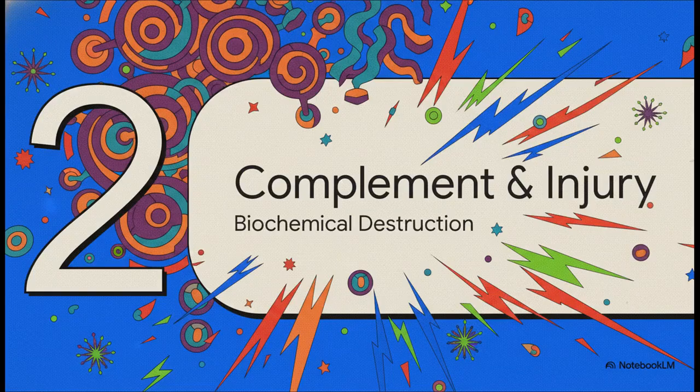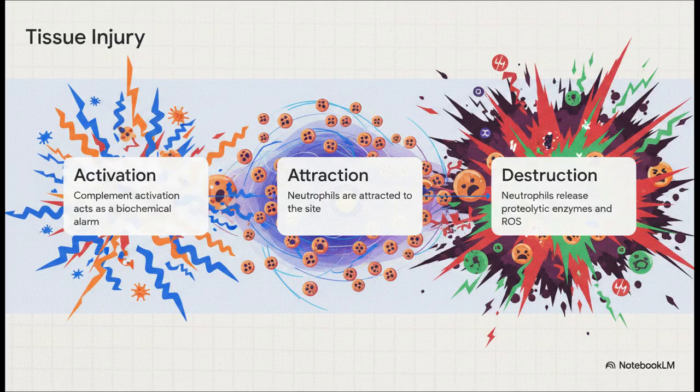Moving on to section 2, complement and tissue injury. Once those complexes are trapped in the tissue, they don't just sit there quietly doing nothing. They initiate step 1, complement activation. The complement cascade acts like a blaring biochemical alarm system. And this leads right into step 2, rapidly attracting an absolute army of neutrophils to the site. Step 3 is the devastating consequence of all this.